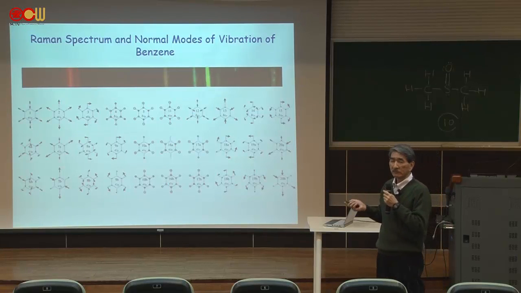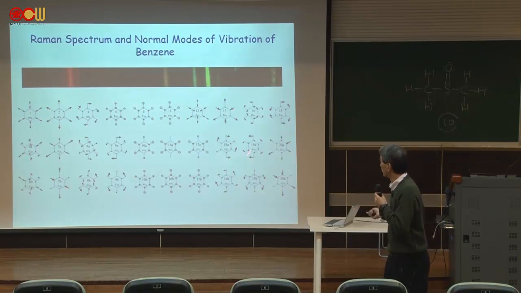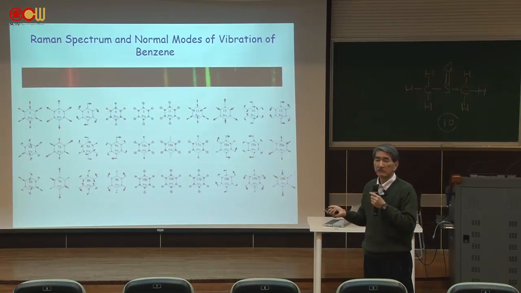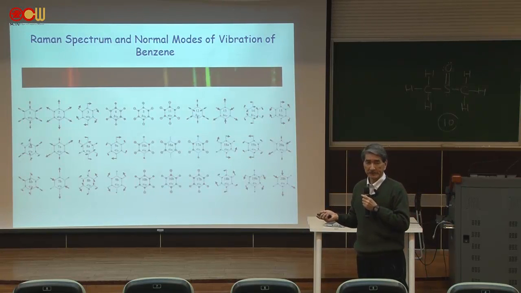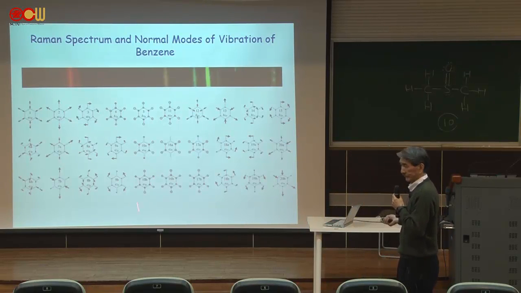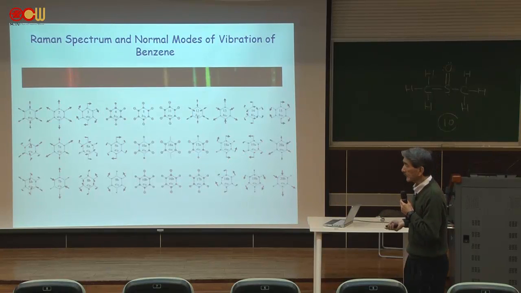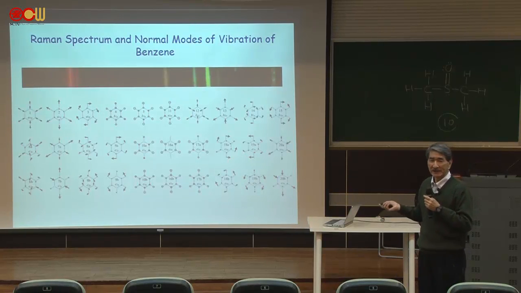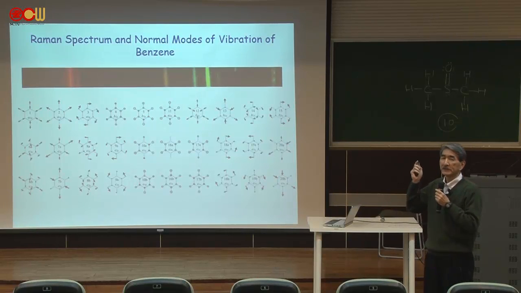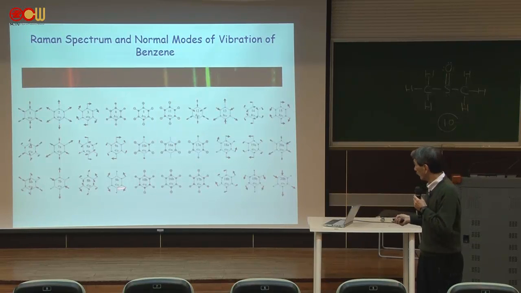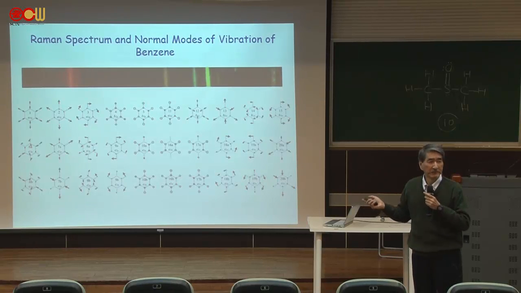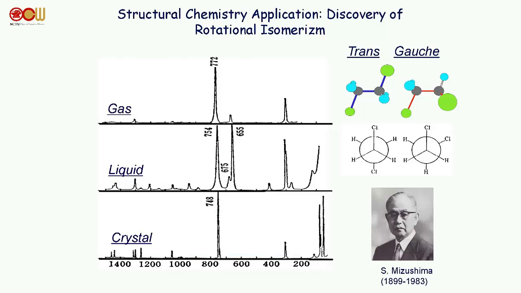And in spectroscopy, we only see those normal vibrational frequencies or wave numbers. So what we see is the wave numbers of those normal modes. Okay? I'm not going into the very details of this kind of analysis, but please do understand that we all know the normal modes of vibration of molecules like benzene. Now, what kind of applications? First, I show you a very fundamental application to structural chemistry.